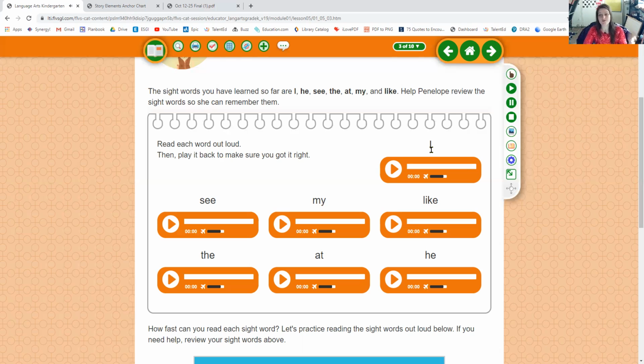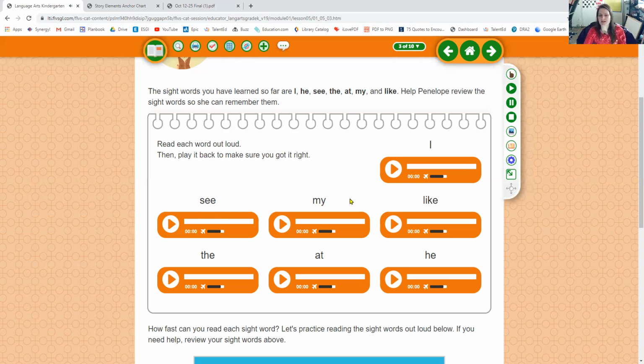I. What's the word, friends? I. Now this word here, it starts with that letter S. What's that sight word we know that starts with S? What is it? C.